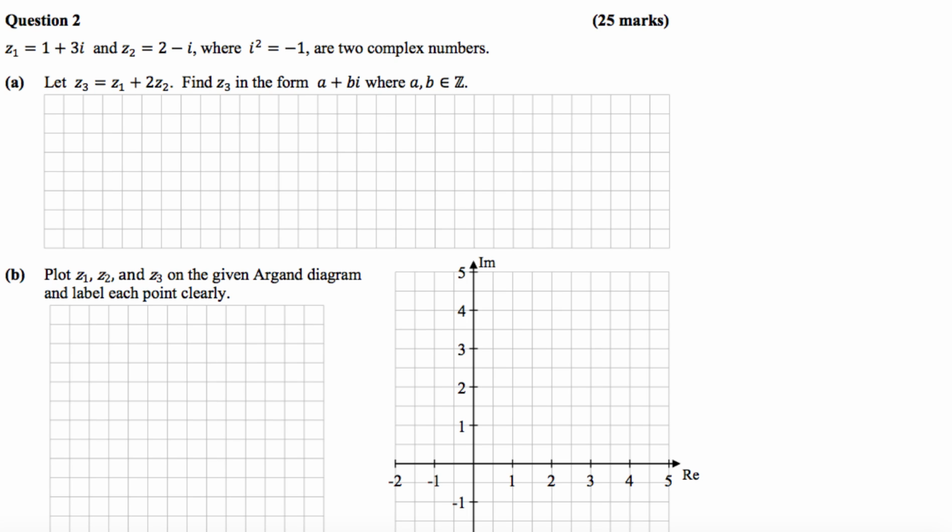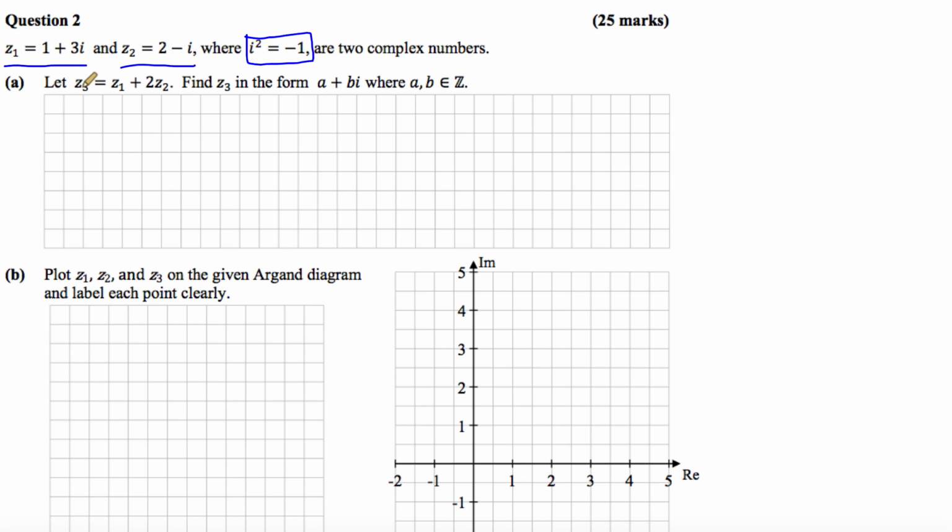So this is the 2016 Leaving Cert Ordinary Level Paper 1, and we're looking at question number 2. Z1 is equal to 1 plus 3i, and Z2 is equal to 2 minus i, where i squared is negative 1, and these are two complex numbers. So we have our two complex numbers here, and then we have i squared is equal to negative 1.